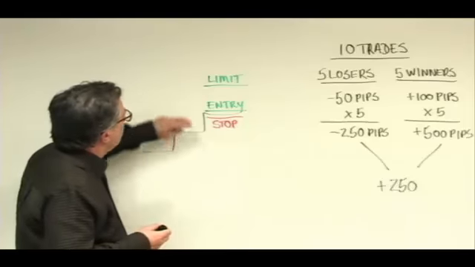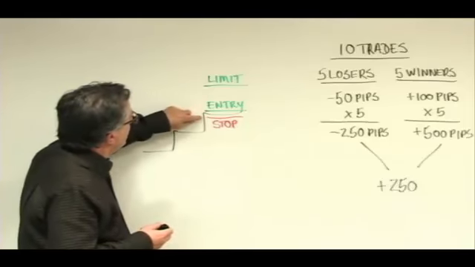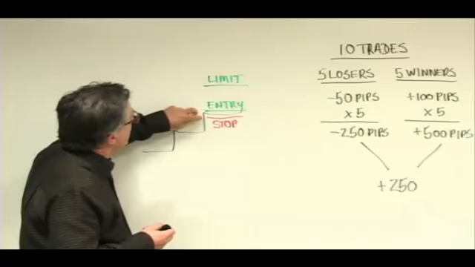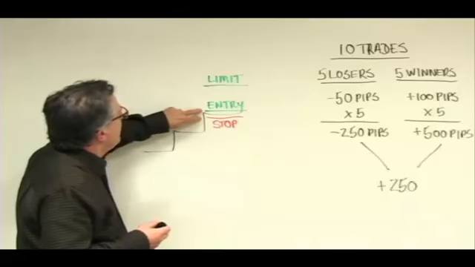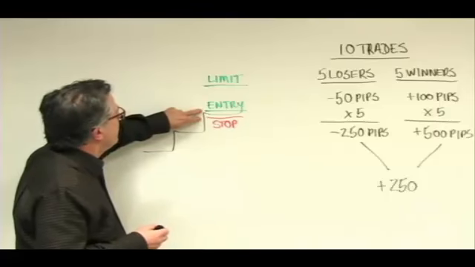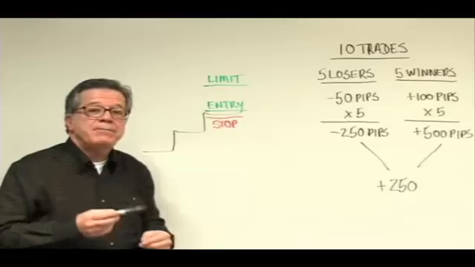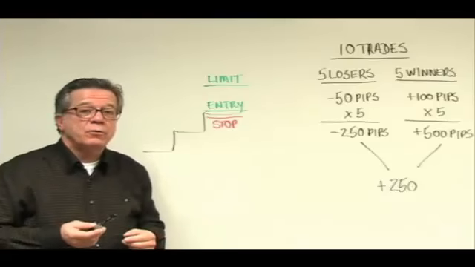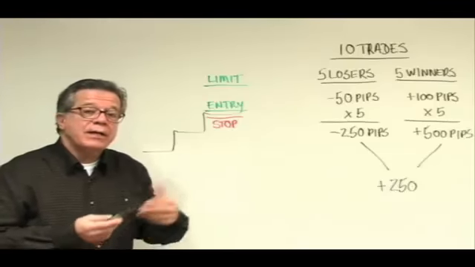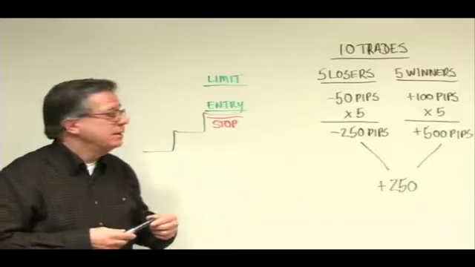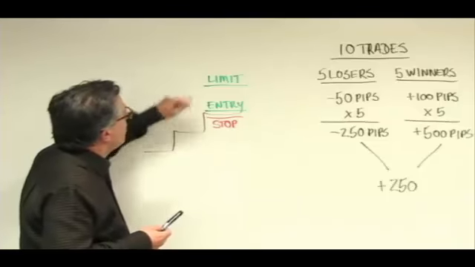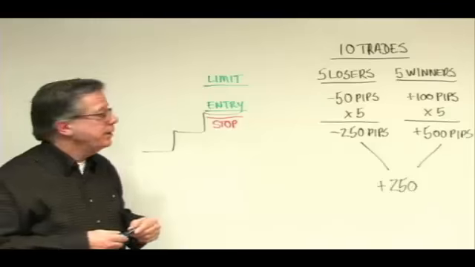So now I take a look at, here's where I'm entering, here's where my stop is going to be placed. What is the difference in pips between these two levels here? And let's say it's 50 pips for the sake of this example. Now, if 50 pips exceeds my 5% rule, I know I'm not going to take the trade because I've got too much of my account at risk.